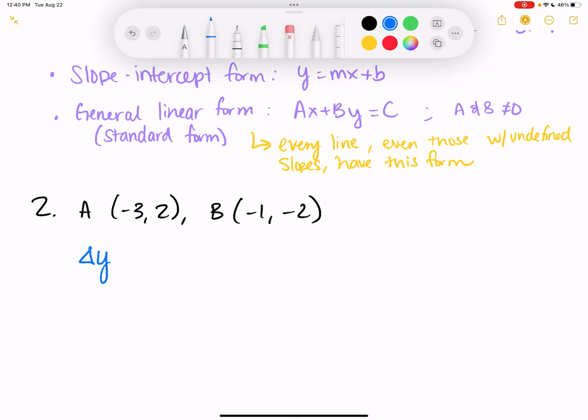Delta y is the change in y, so that's going to be -2 minus 2, which is -4. And delta x is -1 minus -3, so plus, which is going to be 2. Oh, that was easy. This is the first one in 1.1.